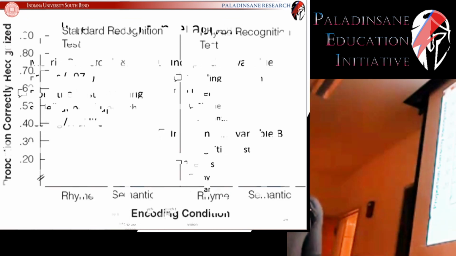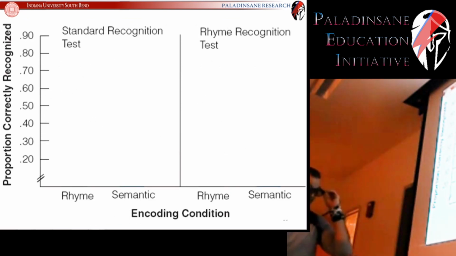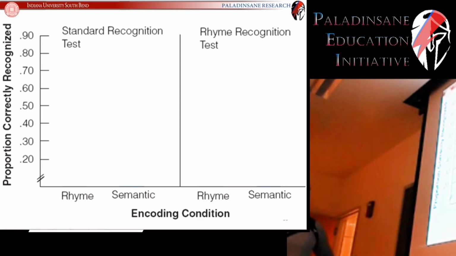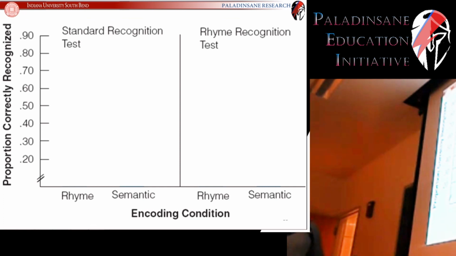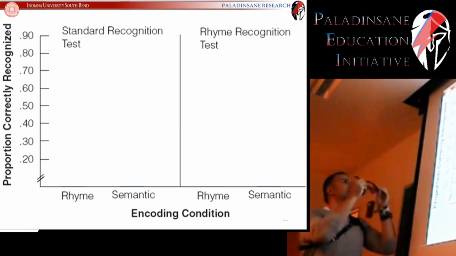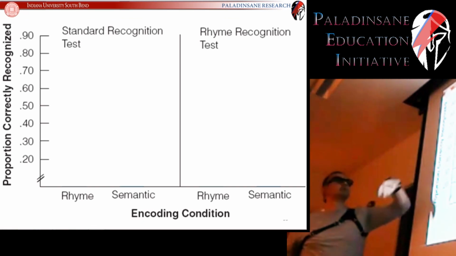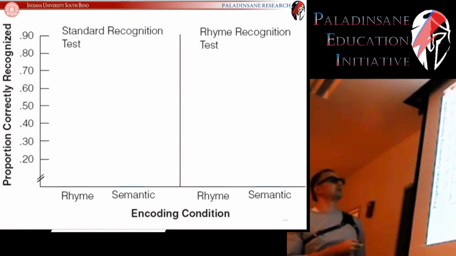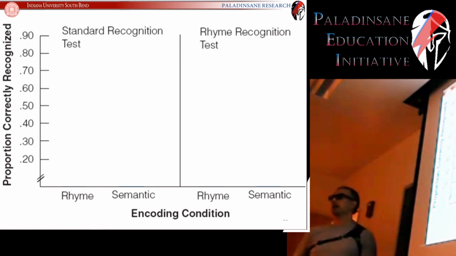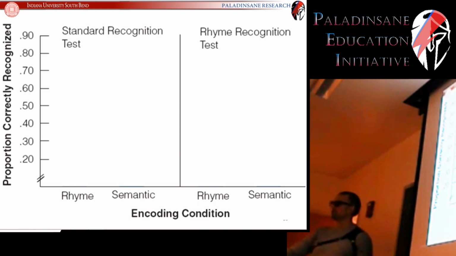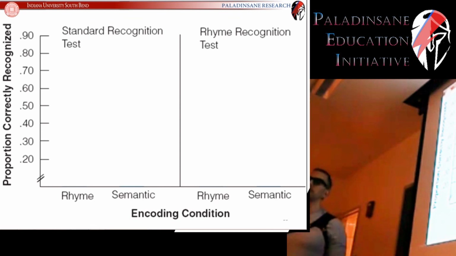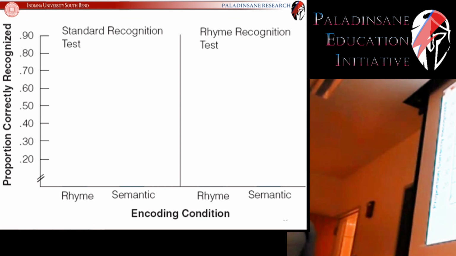All right, let's get to what they found. What we have here on the y-axis is the proportion correctly recognized. Basically, the higher the bar, the better your performance, right? So this would be 90% correct, 20% correct down here. And again, you just have to circle the words that you've seen before and not circle the words that you had not seen before, or circle the words that rhyme with words you've seen before or not.